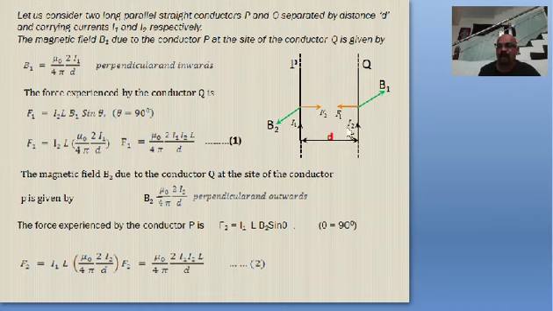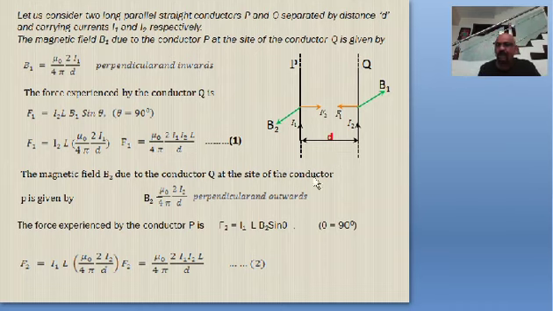And this direction you will get using Fleming's left hand rule. Apply Fleming's left hand rule and you will get the direction of the force. According to Fleming's left hand rule, the forefinger represents the direction of the magnetic field, the middle finger represents the direction of the current, and the thumb represents the direction of the force. So therefore the force is towards the conductor P.